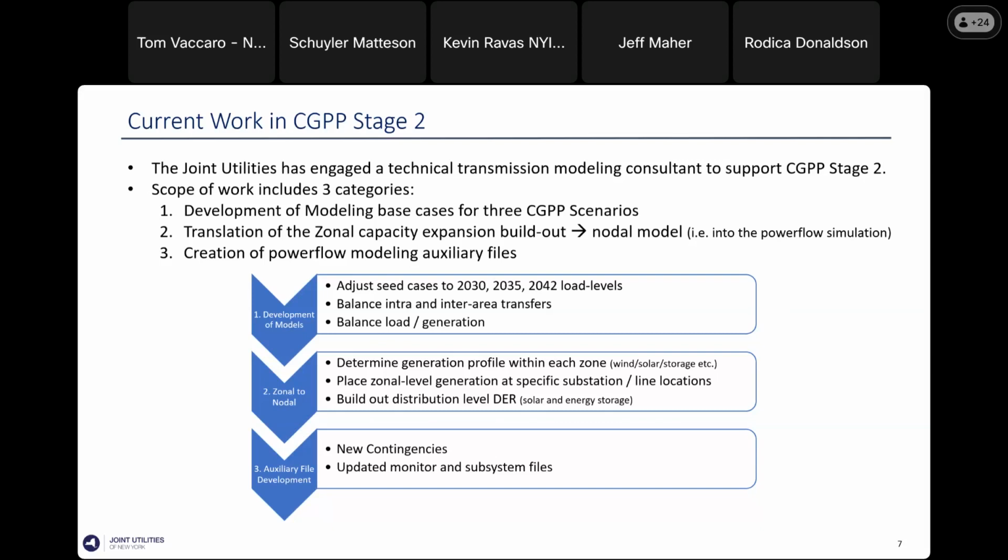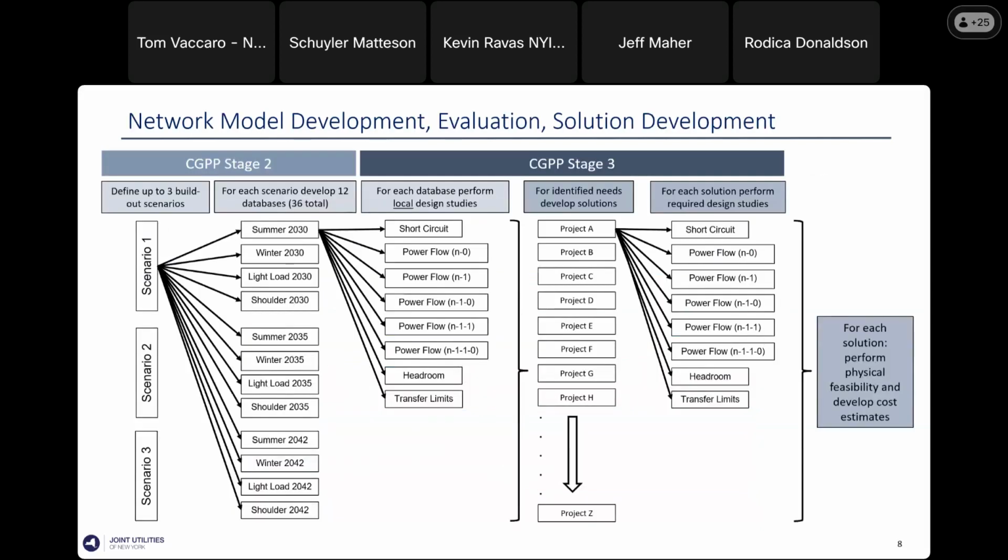And then building out the distribution level DER. This is a little more straightforward as a load modifier, something that we could probably lean on our distribution planning forecasts for, since they have a lot of experience in this area. And then lastly, we are going to be developing those auxiliary files. So looking at new contingencies and updating monitor and subsystem files. On the next slide, I'll show you a little visual that certainly helped me appreciate what's going on here among all the planners and modelers.